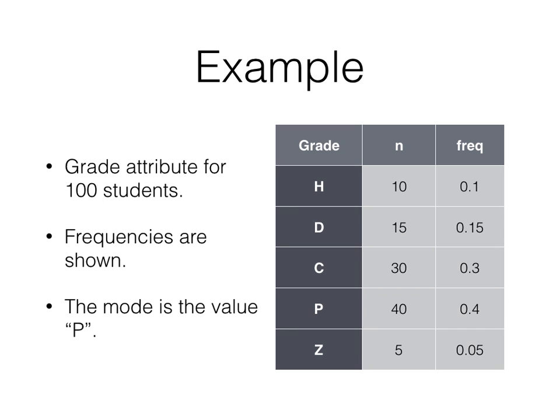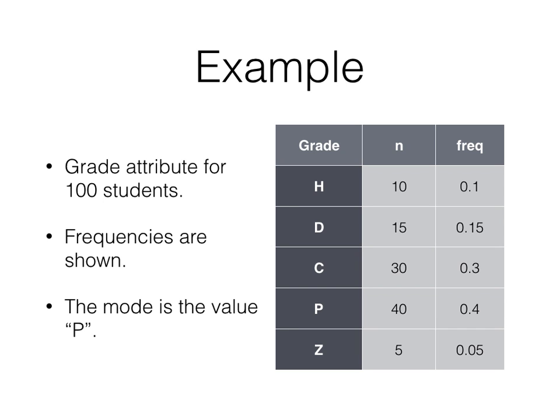So here's a table of grades. So we have high distinction, distinction, credit, pass, and fail. And this is the grade attribute for 100 students. The second column is the number of students with that grade. And if you were to add them up, it should add up to 100. So you can see, for example, that 10 students got a high distinction and 40 students got a pass. So the frequencies are in the last column, and we got the frequency just by dividing the number of values for that attribute by 100, because that's the number of data points.